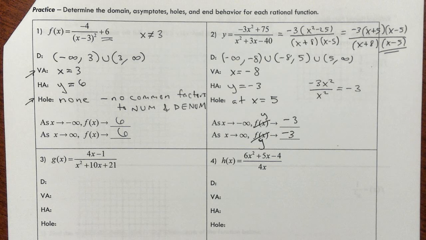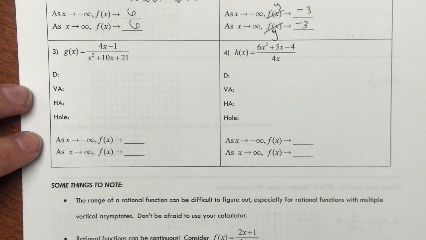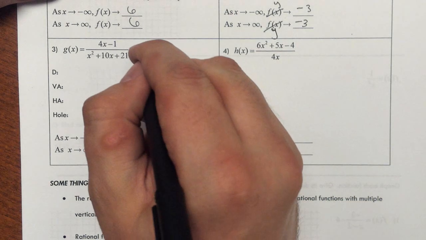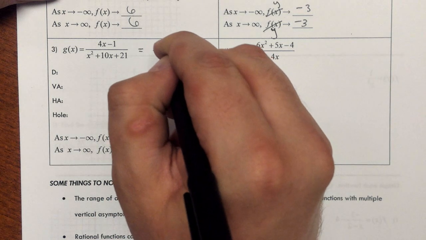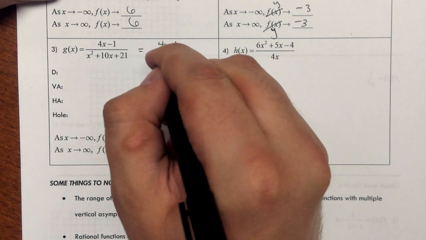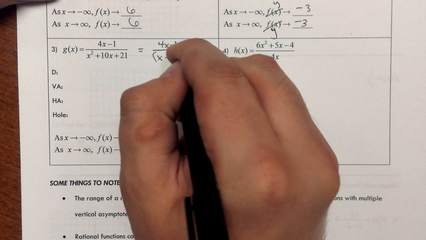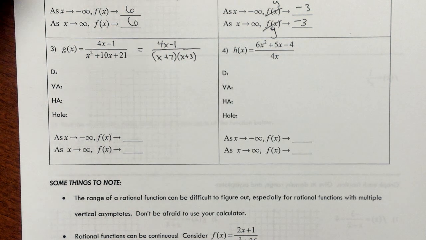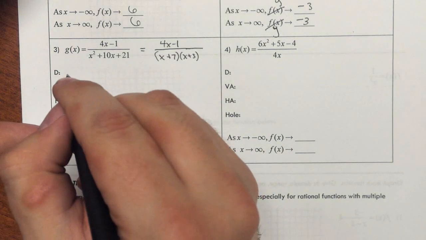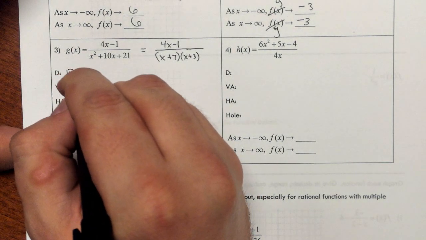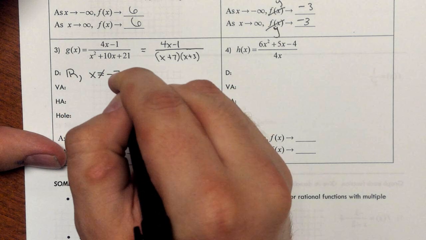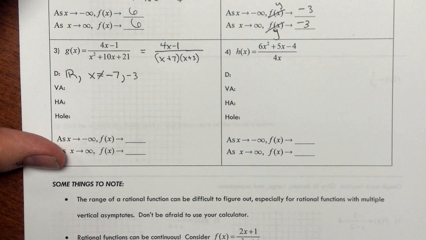A couple more examples, a couple more things to say, trying to wrap this up. 4x minus 1 over x squared plus 10x plus 21. So if I factor that denominator, up top I still have 4x minus 1, that's not factorable. What multiplies to 21 and adds to 10? Well, that would be positive 3 and positive 7. So x plus 3 and x plus 7. So my domain, again, I'll write it in the short way, just for a variety. The real numbers with x not equaling negative 7 or negative 3.